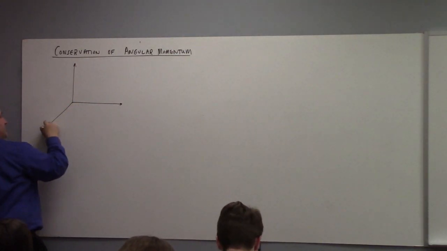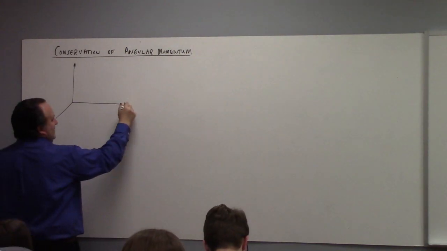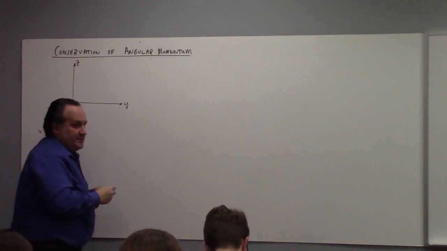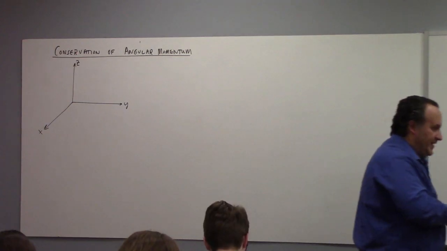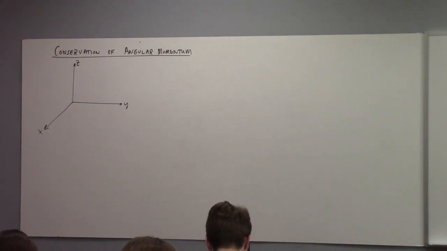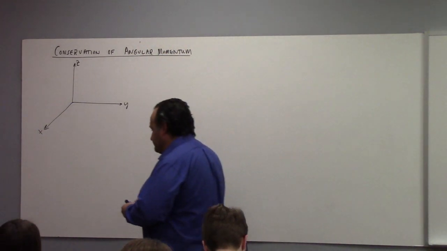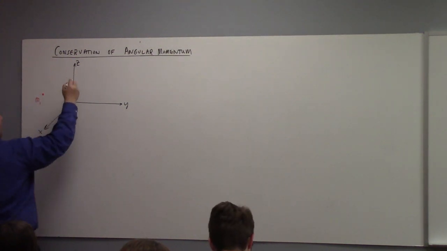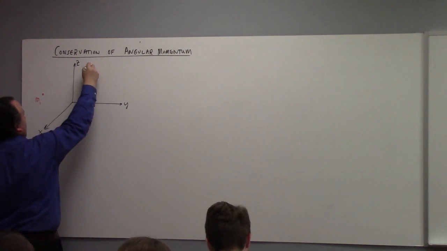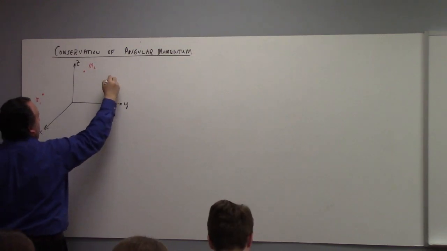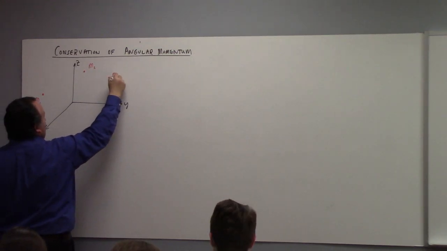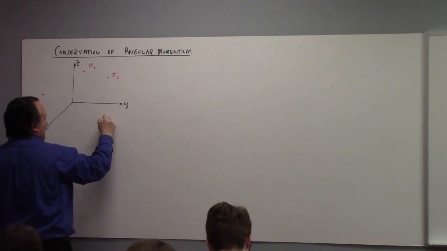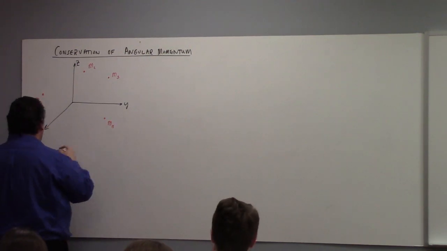Okay, so suppose you've got x, y, z coordinates, and let's suppose we have n masses, m1, m2, m3, you get the idea. So maybe I've got m1 here, I've got m2 here, m3 over here, and so forth and so on, all the way out to the nth mass.